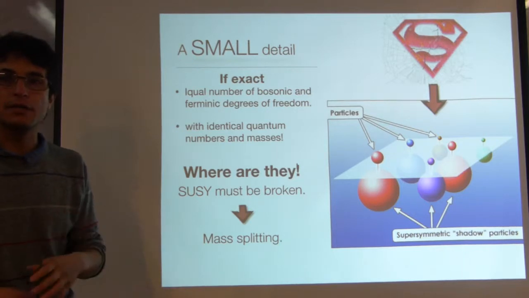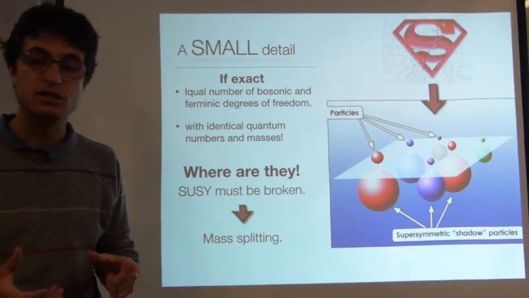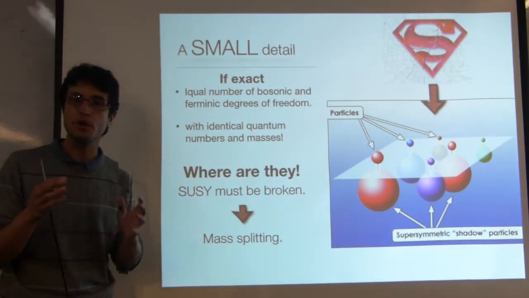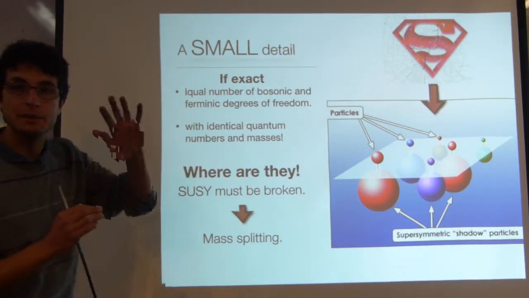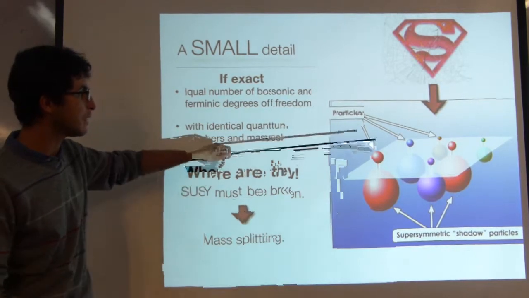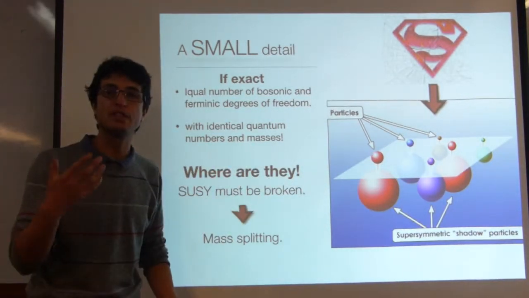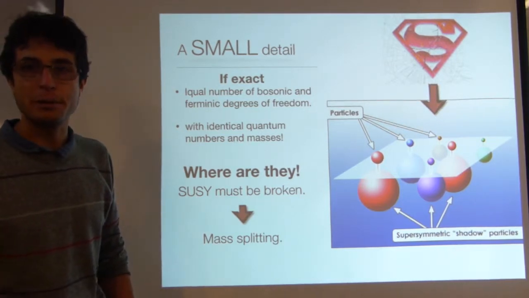Therefore, we conclude that supersymmetry, if it is indeed a symmetry of nature, should be a symmetry that is at some point spontaneously broken. That leads to a splitting of the masses, and you have the standard model particles and their superpartners that are very heavy, and we haven't observed them in experiments so far.